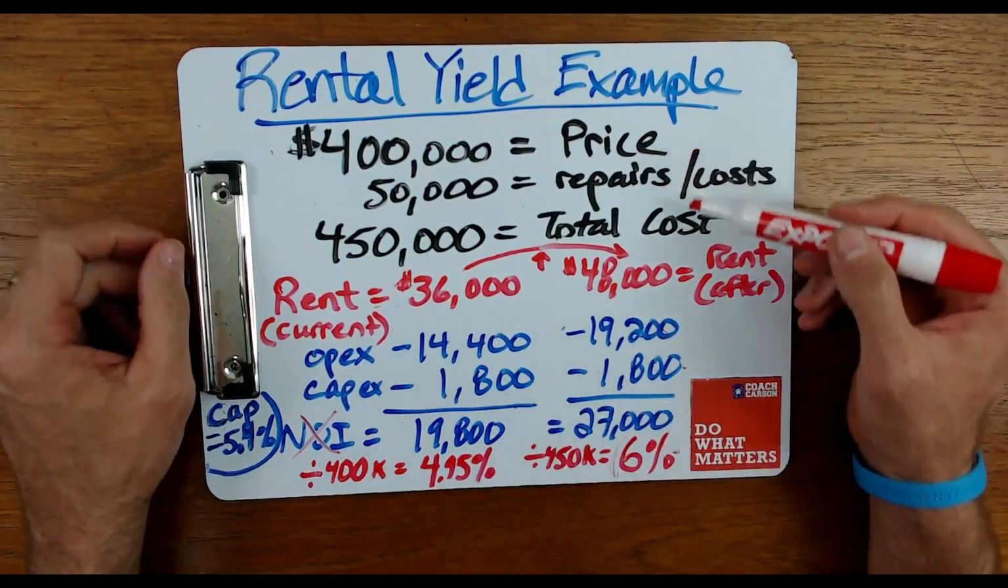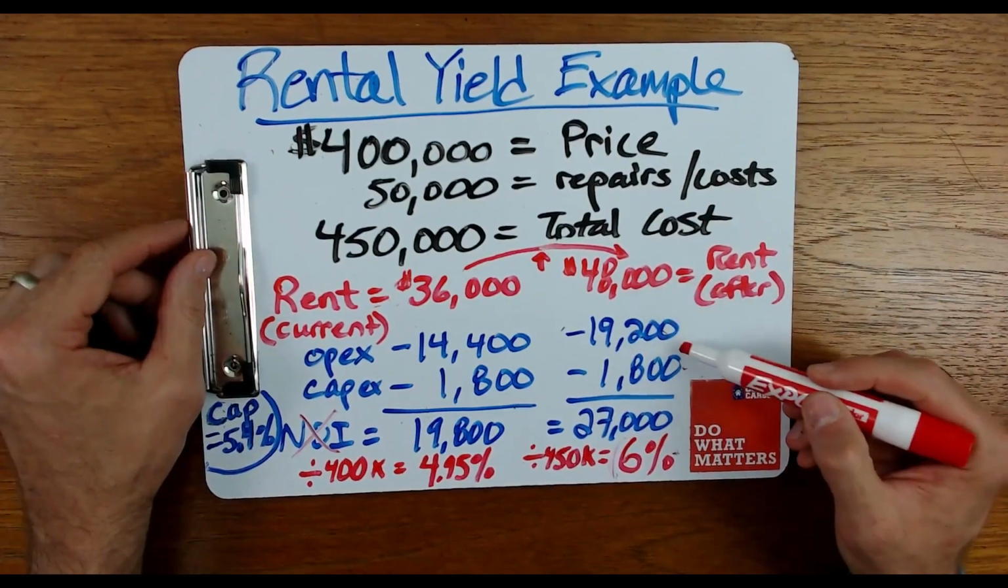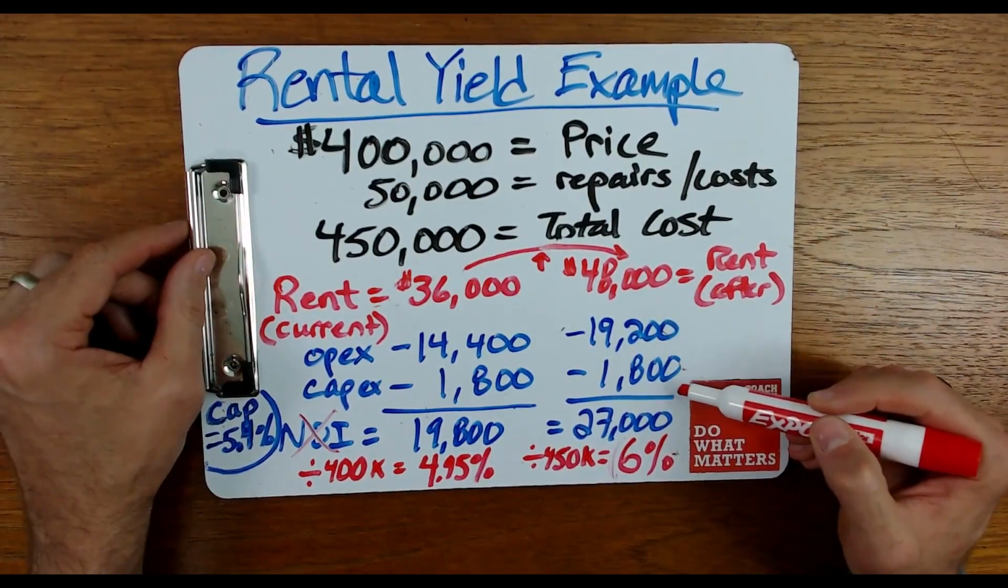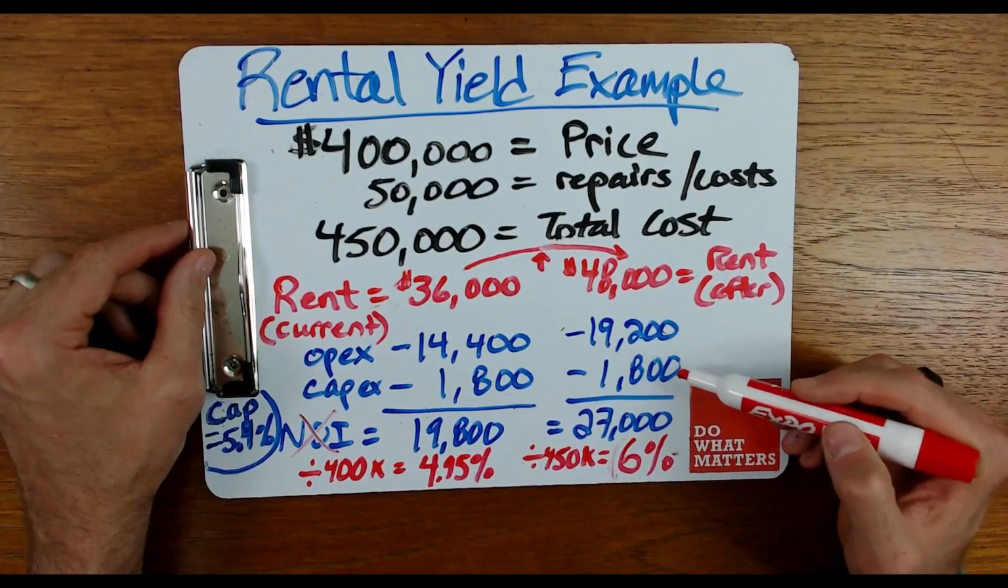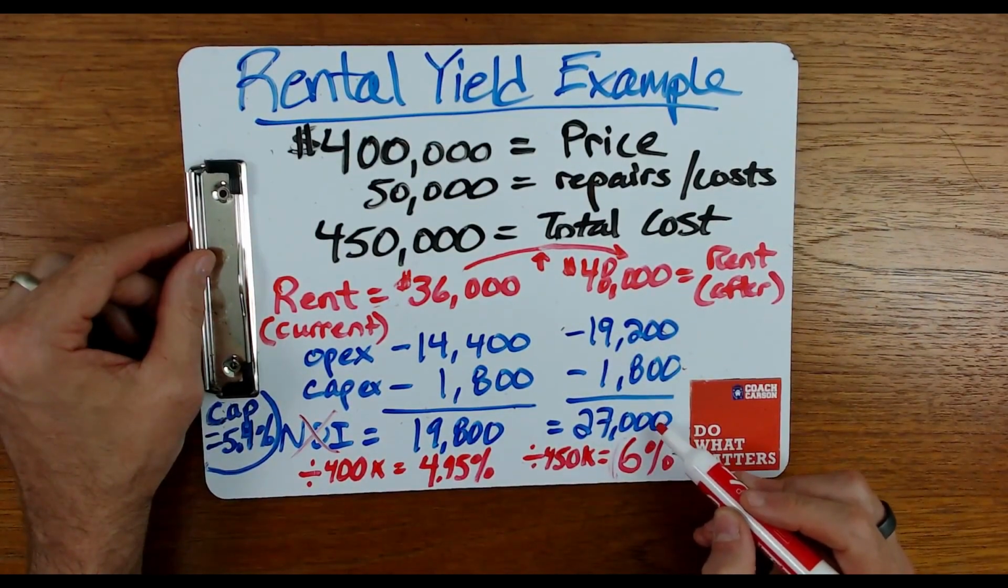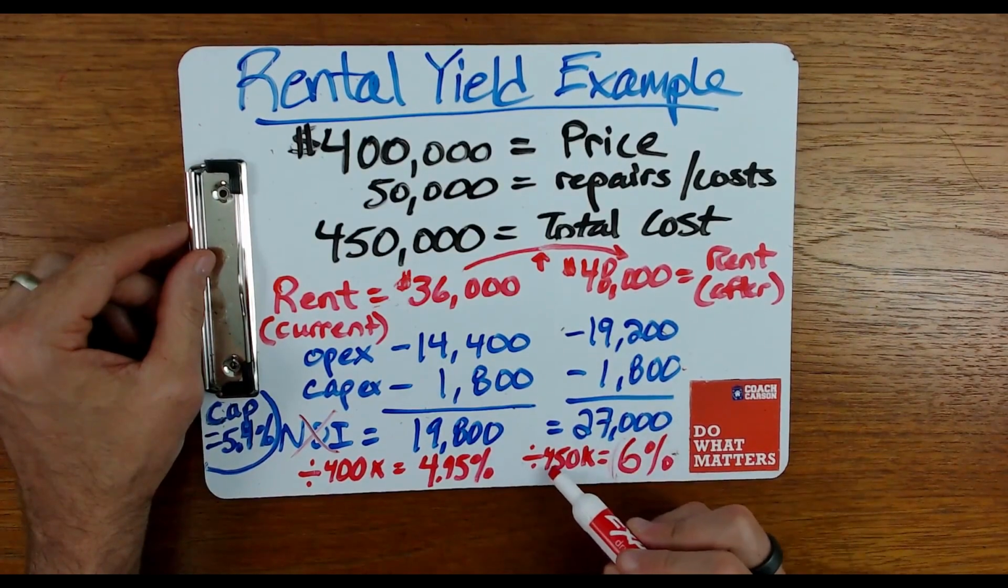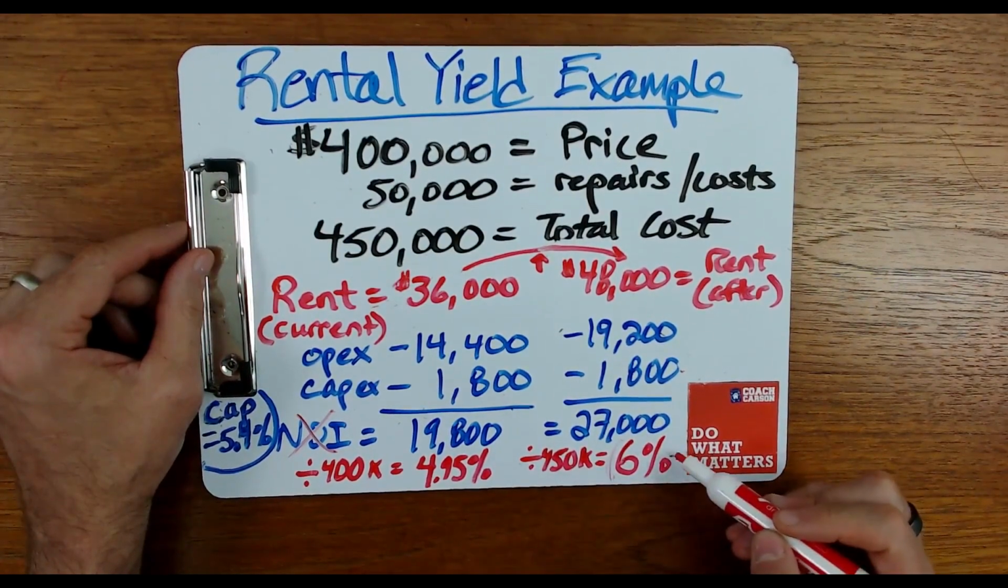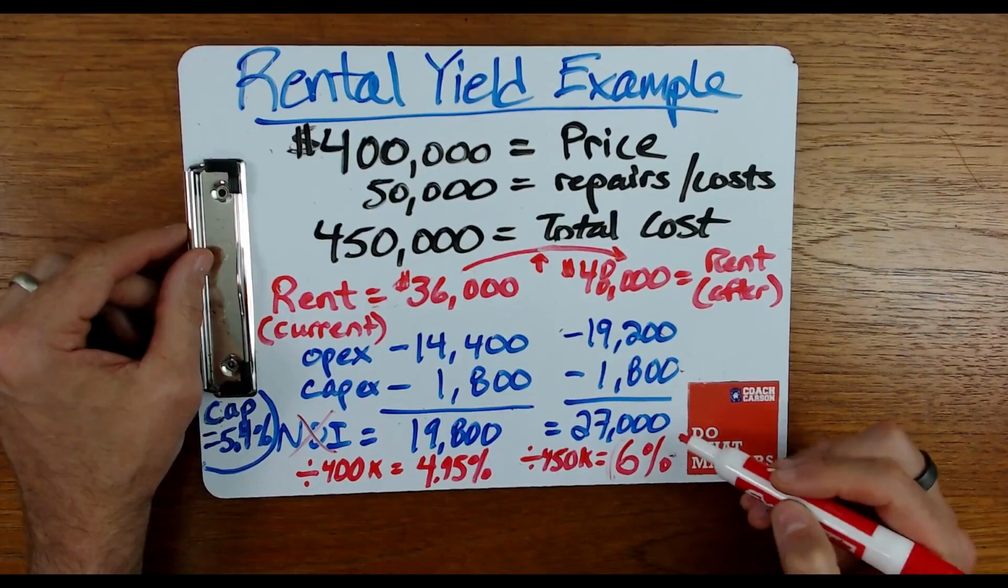Now the after effect though is that I have $48,000 in rent, $19,200 in operating expenses, and $1,800 per year in capital expenses. So I have $27,000 per year in cash flow from operations. Divide that by my total cost, $450,000, and I get a 6% rental yield.